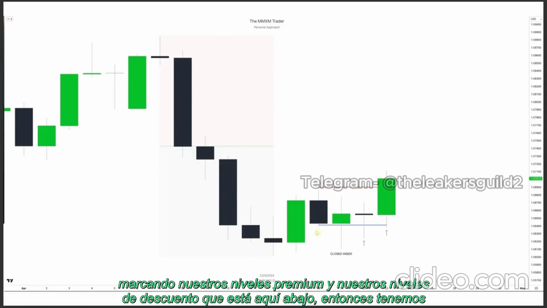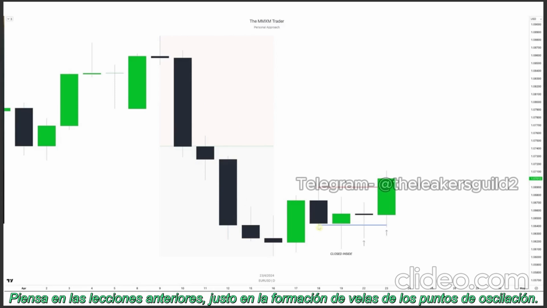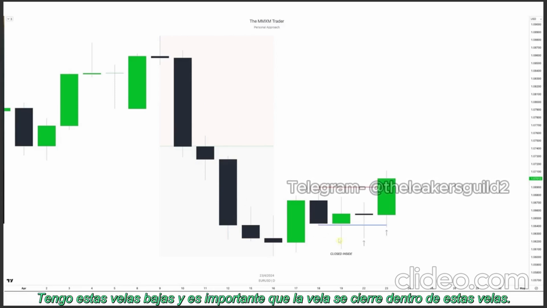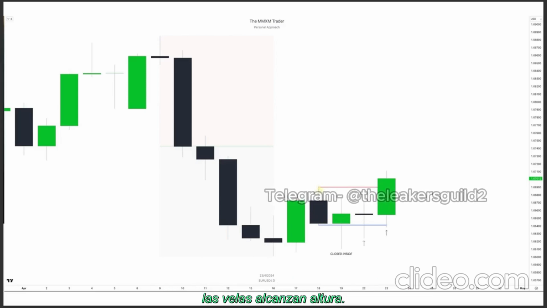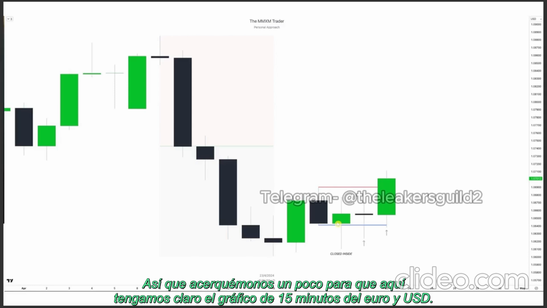Then think about the previous lessons, right? That candle formation of the swing points. You've got this candle's low getting raided, and it's important that the candle closes inside of this candle's range, right? Now we know we can focus on the third and the fourth candle to reach this candle's range high. So let's zoom in a little bit.